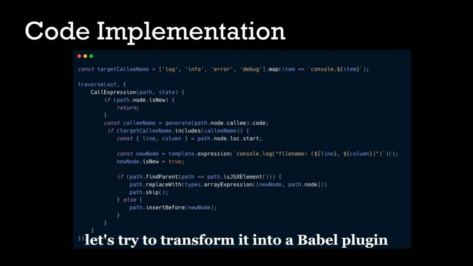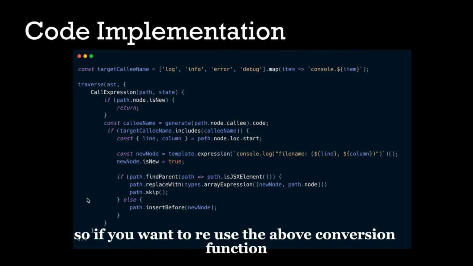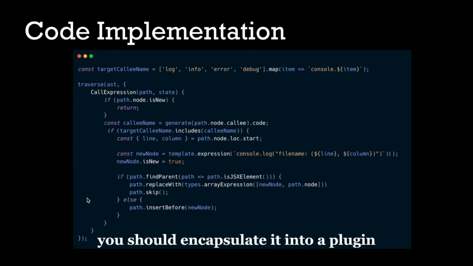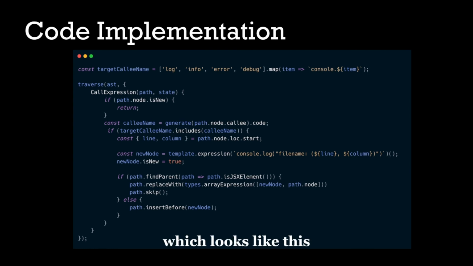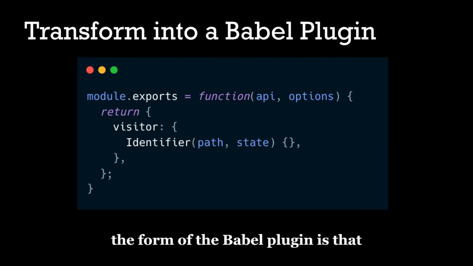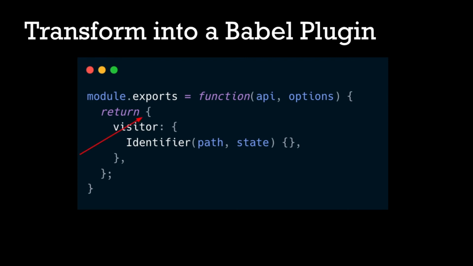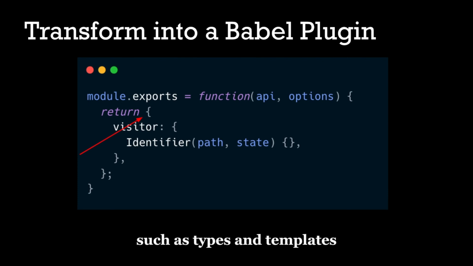Now let's try to transform it into a Babel plugin. If you want to reuse the above conversion function, you should encapsulate it into a plugin. And Babel supports the transform plugin, which looks like this. The form of the Babel plugin is that the function returns an object and the object has a visitor property. The first parameter of the function can get the API such as types and template.